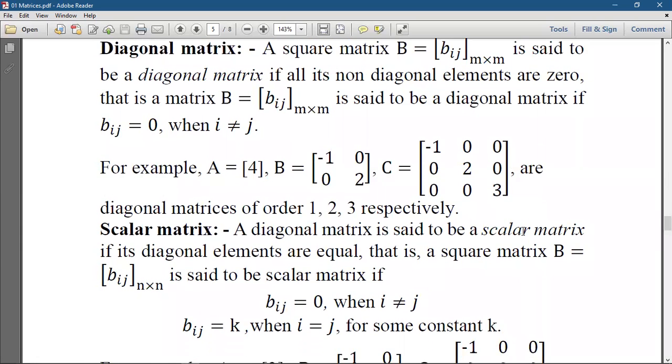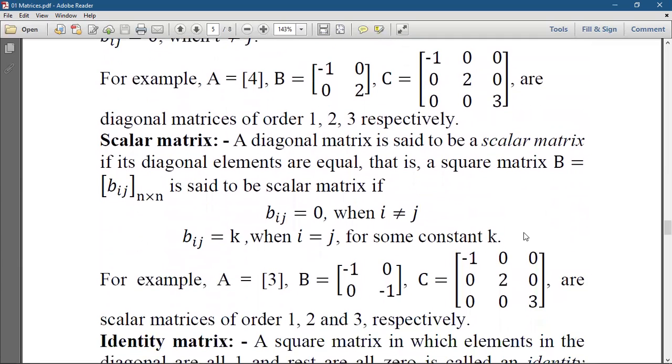Now, a diagonal matrix is said to be a scalar matrix if its diagonal elements are equal. A square matrix B = [Bij] of order n by n is said to be a scalar matrix if Bij = 0 when i is not equal to j, and Bij = k when i is equal to j, for some constant k.